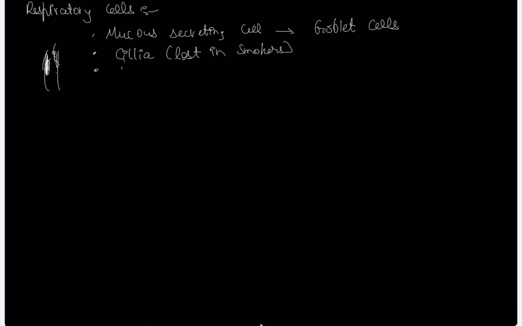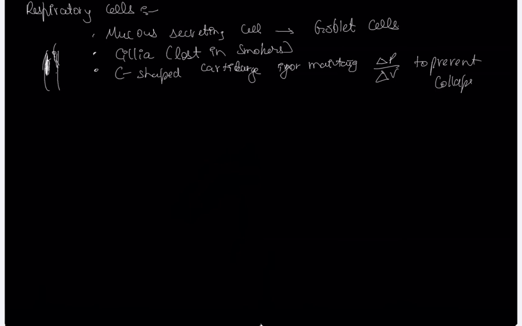I already told you there is C-shaped cartilage for maintaining delta P by delta V, to prevent collapse of the lung. I already told you about collapse of the lung. I will tell you about this delta P by delta V in the next video.